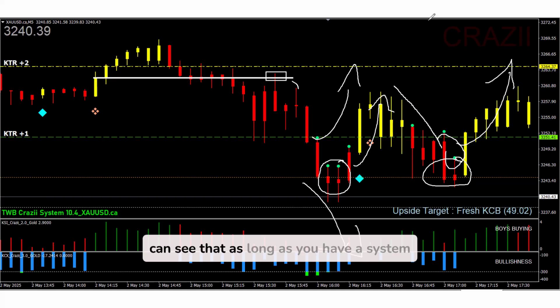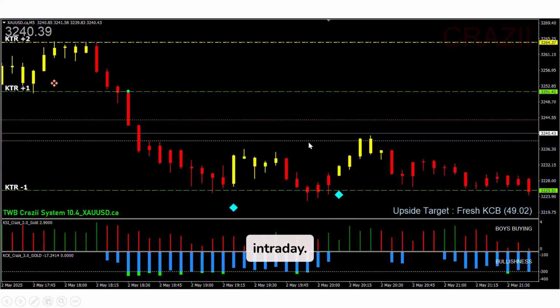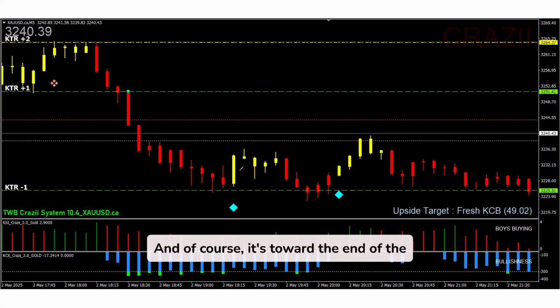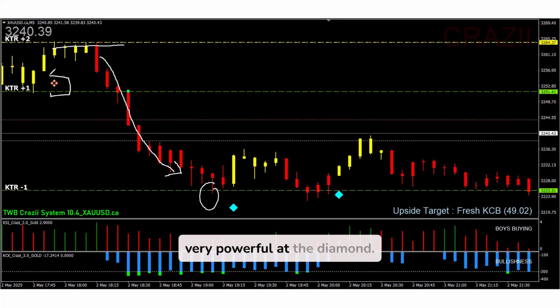All right, so you can see that as long as you have the system understanding here as well, you will know exactly what to do for the entire intraday. And of course, toward the end of the day, the market has a diamond here. That's why the market came down all the way to KTR -1. So you can see it's very powerful at the diamond, and you just sell according to plan.